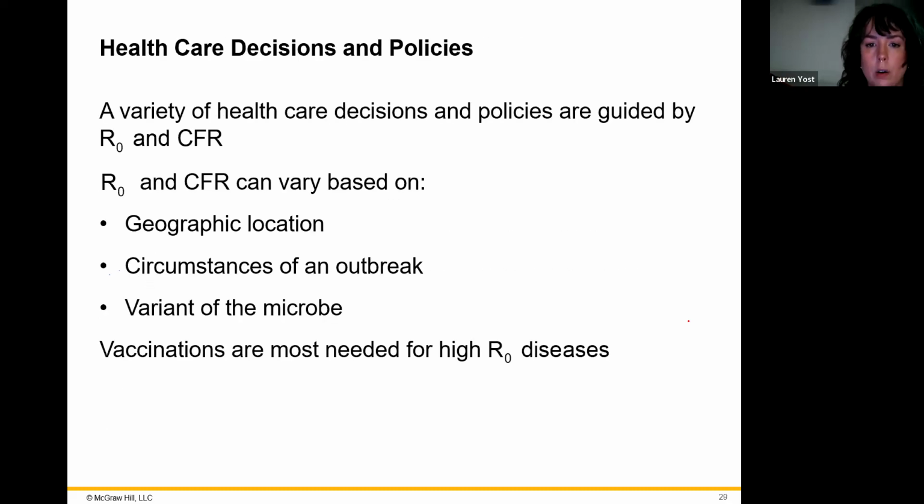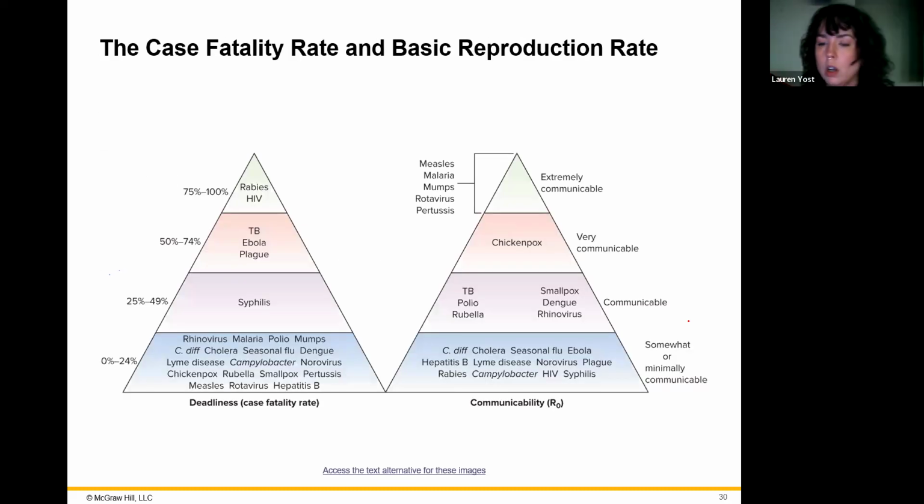All right, this can vary by geographic location, the circumstance of how the outbreak is happening, and whatever variant of the microbe we're looking at. We already know that about variants of COVID, with Omicron and Delta, some of them are more infectious than others. All right, so this is just a table that's showing us some comparisons. This is the deadliness.